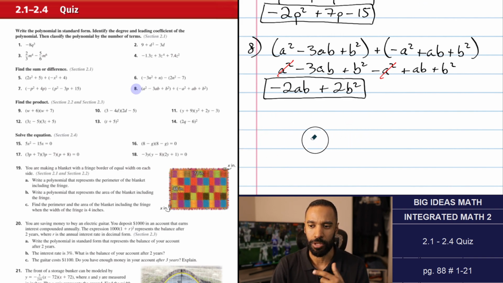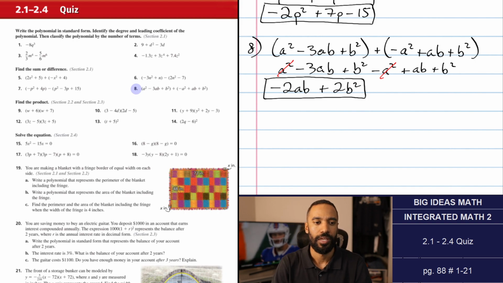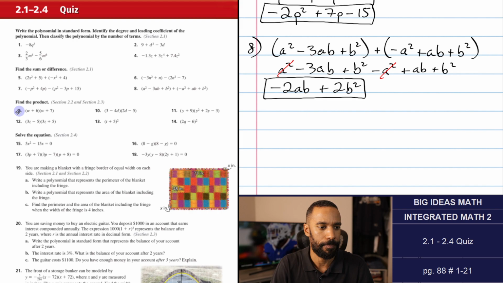Like I said, you can see it in the other problems. It kind of is represented that way. So that's my standard form, and like I said, it was kind of already expressed in standard form to begin with.